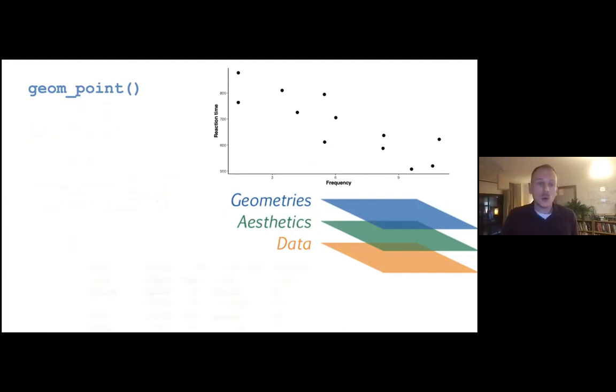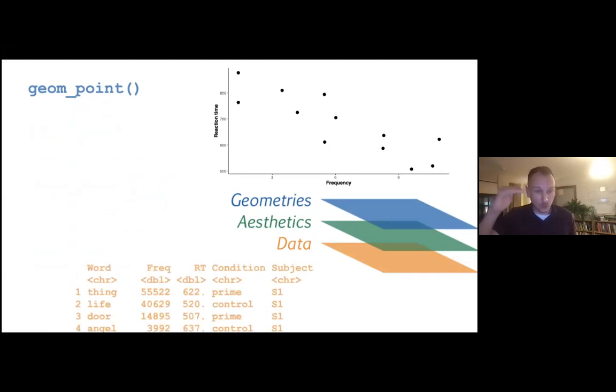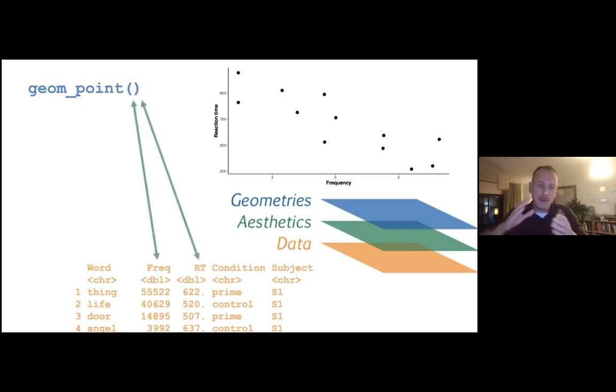If this is our data, for example, we have different words and their corresponding frequencies and reaction times. This is our tibble. This is our spreadsheet. Now we need to know what to plot. We need to map the frequency onto the x-axis of the point object and the reaction times onto the y-axis of the point object. I'm showing you these with green arrows to highlight that the raw data is the substrate, and then you're mapping that onto the geom so that the geom knows what in the data it should plot.